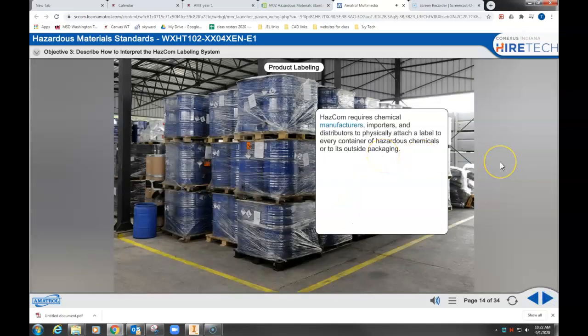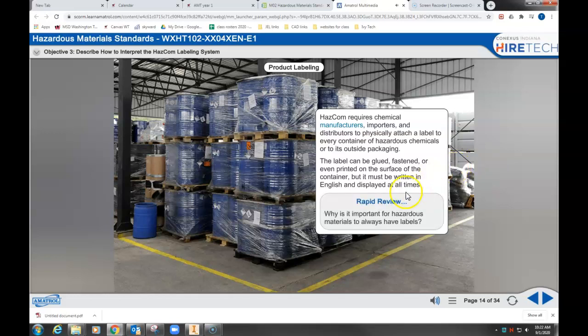HazCom requires chemical manufacturers, importers, and distributors to physically attach a label to every container of hazardous chemicals or to its outside packaging. The label can be glued, fastened, or even printed on the surface of the container, but it must be written in English and displayed at all times.